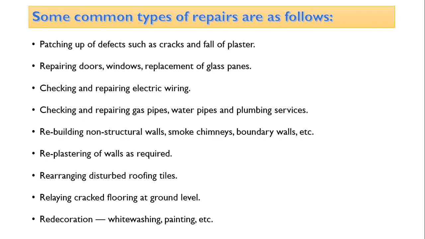Some common types of repairs are as follows. In case of a building, patching up of defects such as cracks and fall of the plaster. If cracks are there in the plaster, those should be repaired. If any fallout of the plaster is there, it should be repaired. Repairing doors and windows, replacement of glass panels. Sometimes latches won't work; in that case, those should be repaired. If a glass panel is broken, it should be replaced.